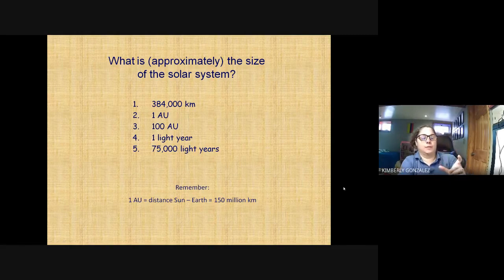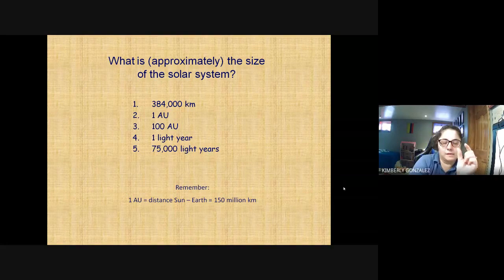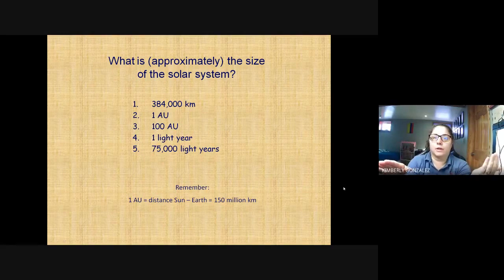But the distance between the two, if you look at it on a map, is only this big compared to the whole map. It's only like that big, so it's not a lot. So 150 million kilometers is only this much of the entire solar system. So number 1 and number 2 should automatically be out, because 384,000 kilometers is a lot less than 150 million kilometers, which is the answer to number 2 as well. So those two should be out.